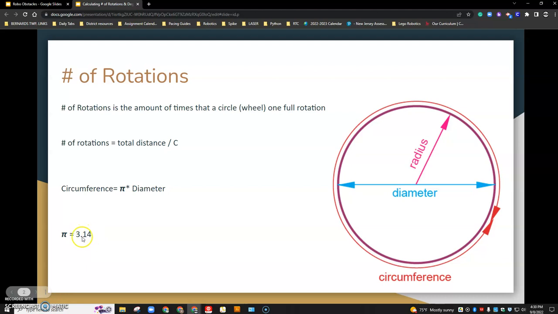So you're going to take 3.14 times the diameter of your wheel, which again is the outside to outside going through the center, multiplied by pi. That's your circumference, and then just take whatever distance you're trying to travel and divide it by your circumference.